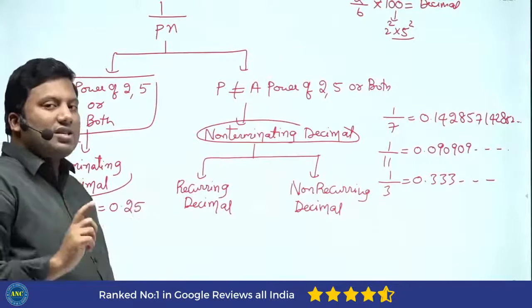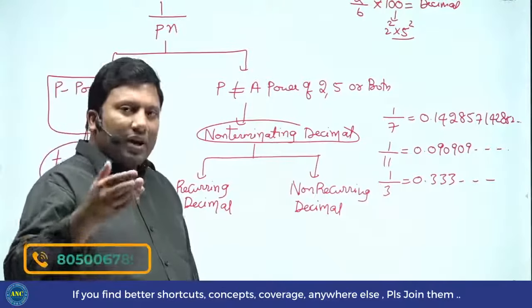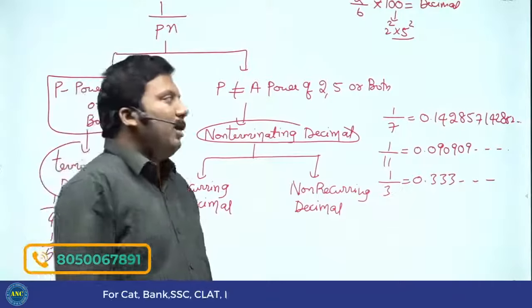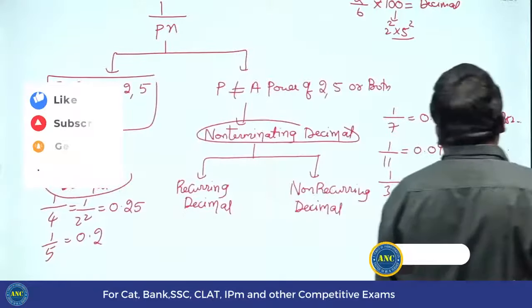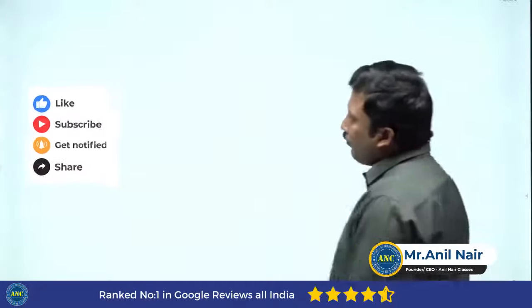From where did we get this concept? Because if you are multiplying by 5, do it with 10 by 2. If you are multiplying by 2, do it with 10 by 5. I hope the idea is clear.